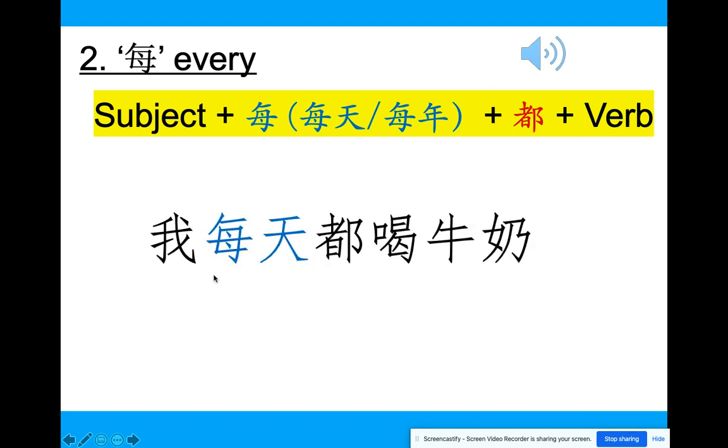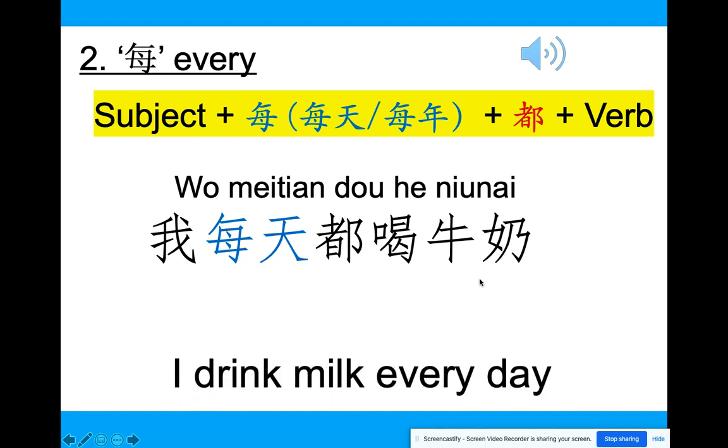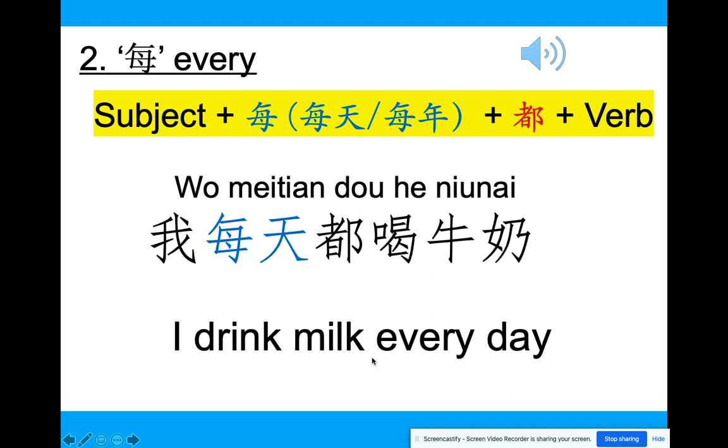好, for example, 我每天都喝牛奶，什么意思？ It just means I drink milk every day. So you can see 都 is not translated here. That's why when people say this kind of sentence, they won't remember to use 都, even though 都 can make them sound so much more authentic, so much more native. But because it's not translated in English, you kind of forget to use it. But I want you to remember to use 都, okay?